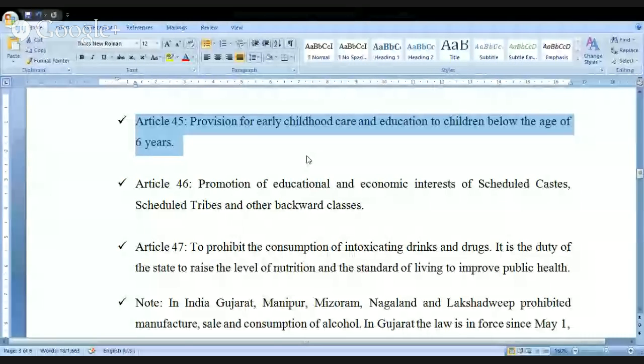Provisions for early childhood care and education to the children below the age of 6 years. This is what is mentioned under this article.